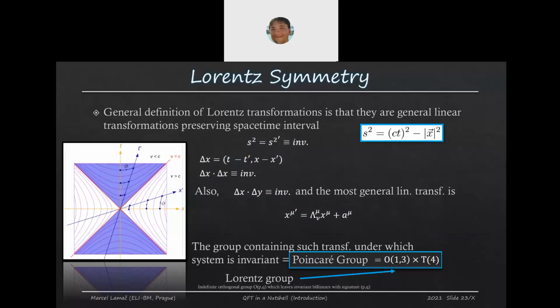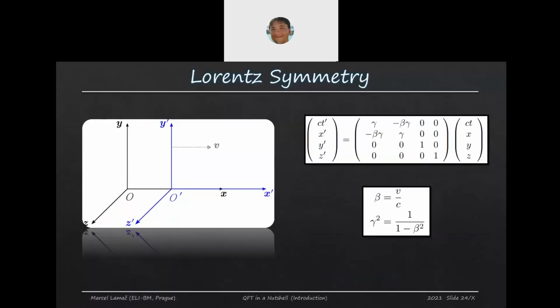Okay, so this is it. Let's talk a bit about, well, this is just a simple illustration of a boost.